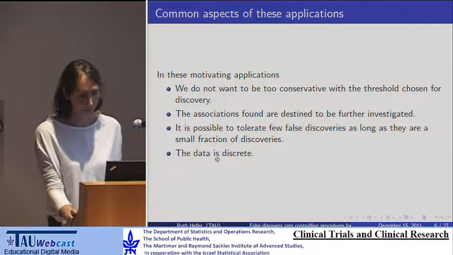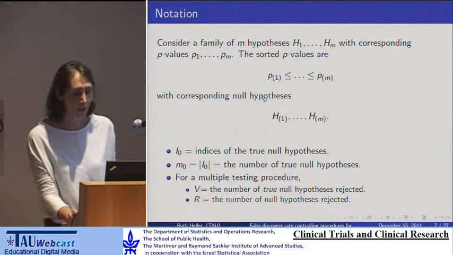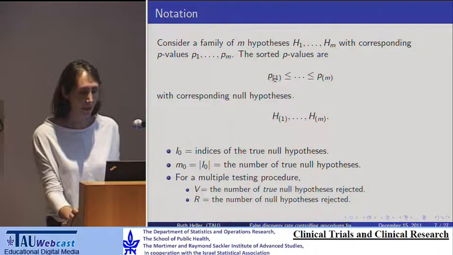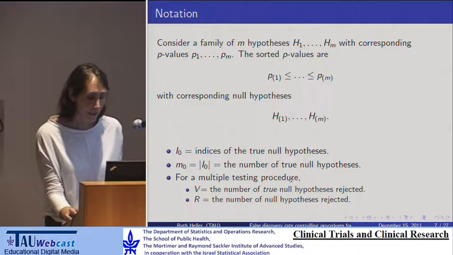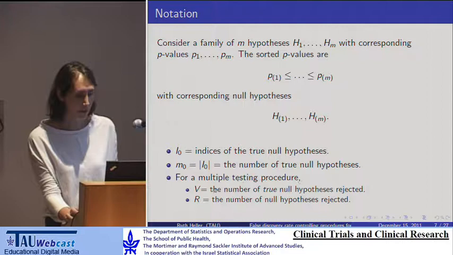The notation I'm going to use is that I have sorted p-values, p1 up to pm, and they correspond to hypotheses h1 up to hm. I0 is the set of indices of the true null hypotheses. M0 is the cardinality of the set I0, so it's basically the number of true null hypotheses. And when I apply a multiple testing procedure, I have false positives and true positives. So V is the number of true null hypotheses rejected, and R is the number of null hypotheses that are rejected.